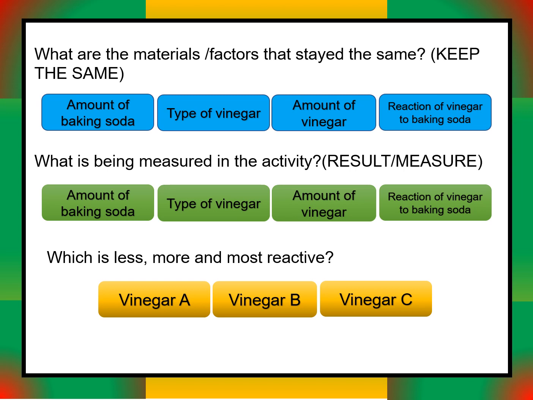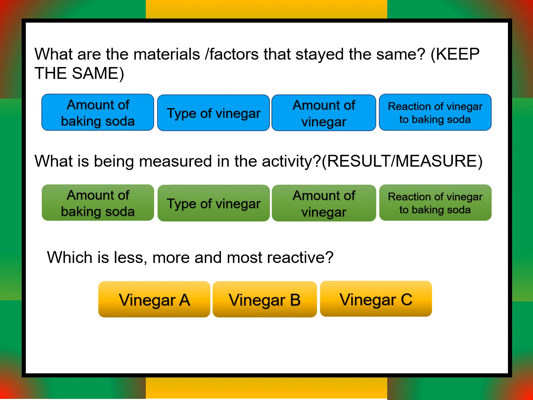What are the material factors that stay the same? So based on the table again, amount of baking soda, type of vinegar, amount of vinegar, reaction of vinegar to baking soda. Kept the same, right? So material factors. So write all the possible answers.